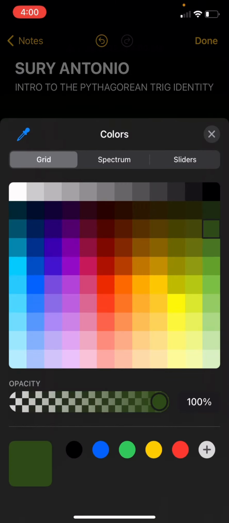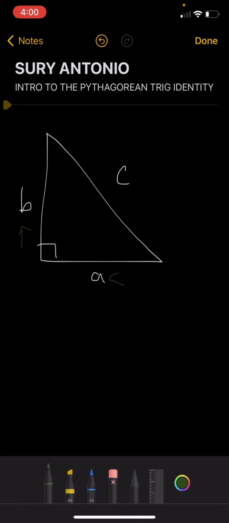This is my project for PCHS, and today's topic is going to be Intro to the Pythagorean Trig Identity. So it's pretty obvious that I have a right triangle here, and I have its legs labeled as B and A, and C is the hypotenuse.